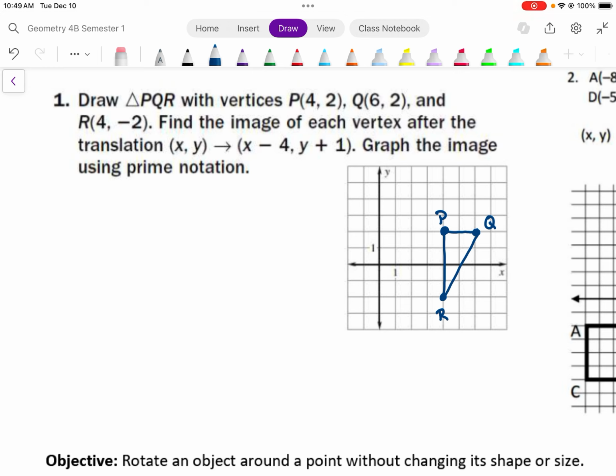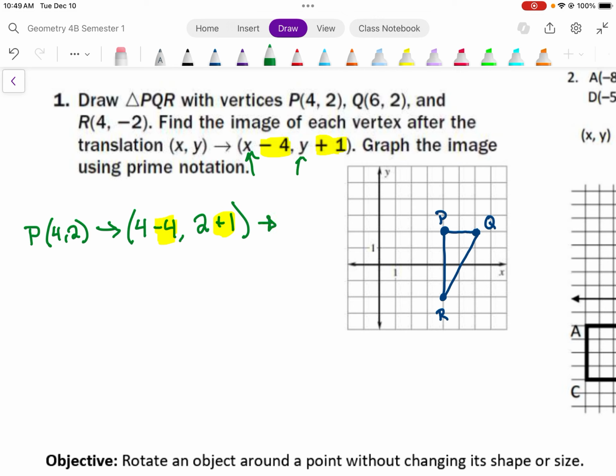They want us to find the image of each vertex after the translation, (x, y) goes to (x minus 4, y plus 1). Now, one thing, if you don't have a graph, you can still figure out where the coordinate points would be by just plugging in each of your x's and your y's. So point P, that was at 4, 2. If we plug this into the rule, we would have 4 minus 4 and then 2 plus 1. And we got the minus 4 and the plus 1 from our rule. This would tell us where P prime would be at.